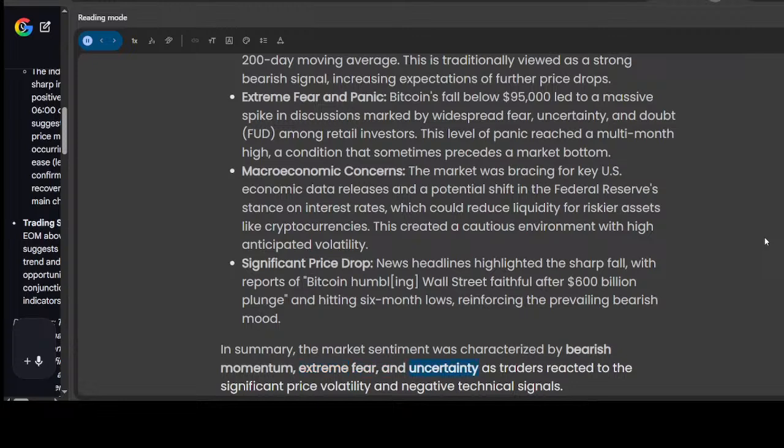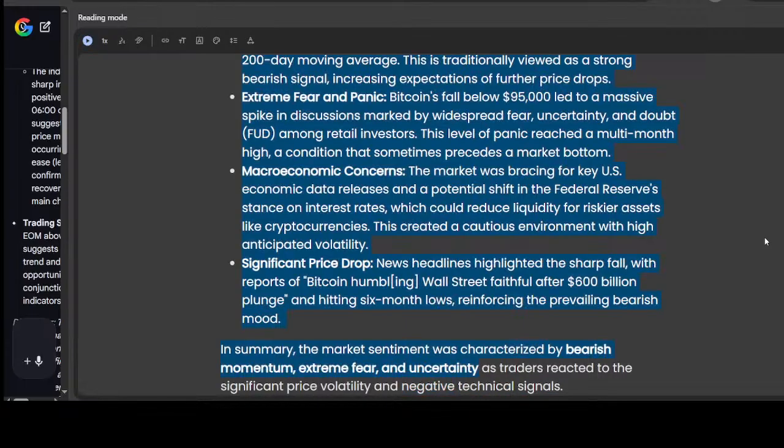Extreme fear and uncertainty as traders reacted to the significant price volatility and negative technical signals. In this I have to say, so I think I've been pretty much done, and I have to close all of this stuff and give the MIME type. So it will be multi-purpose internet mail extensions.